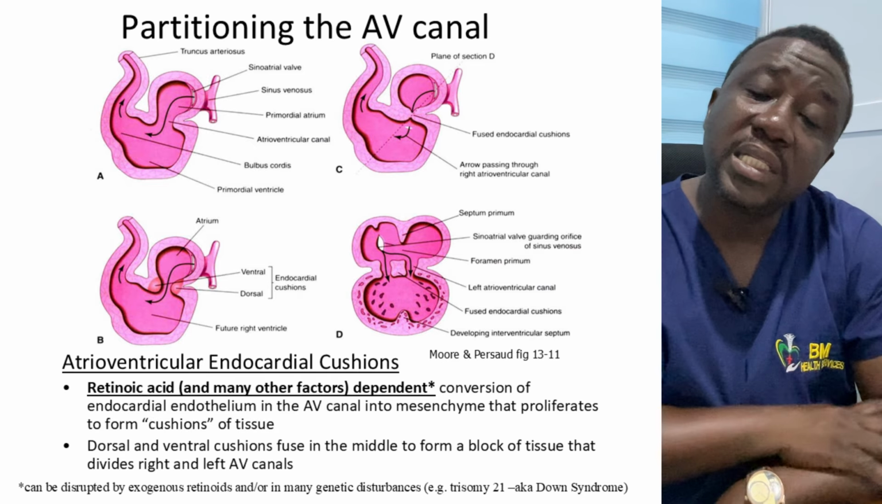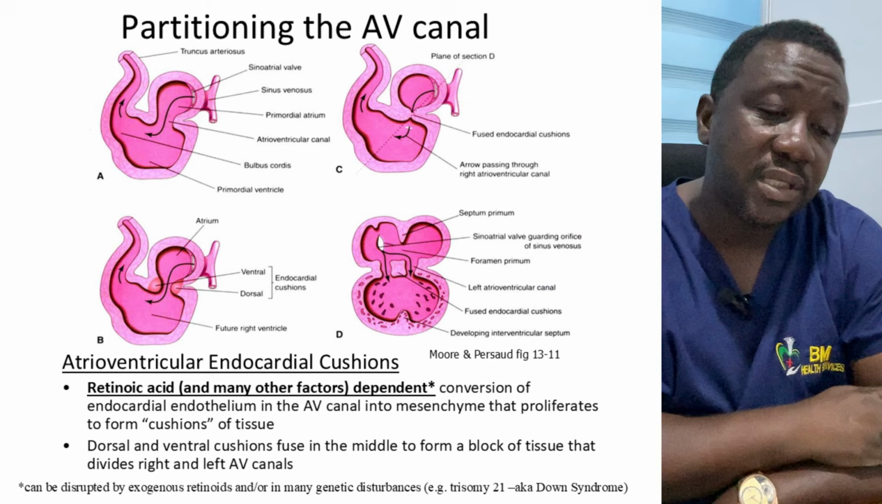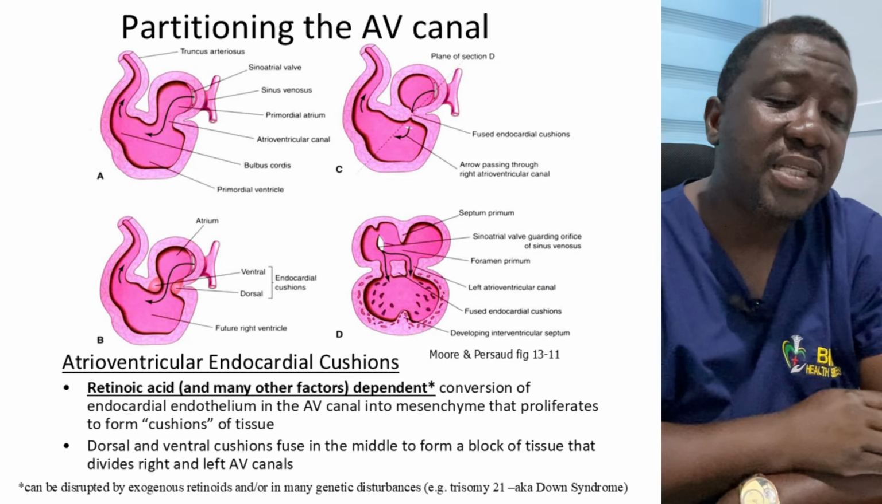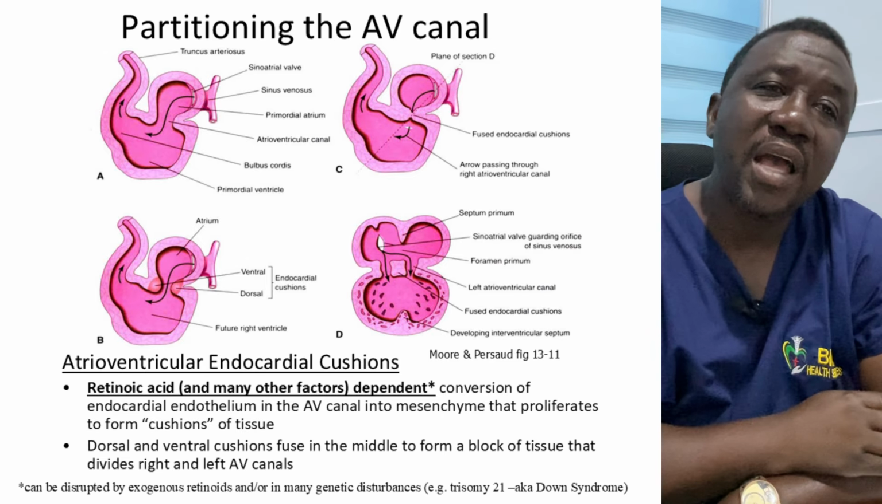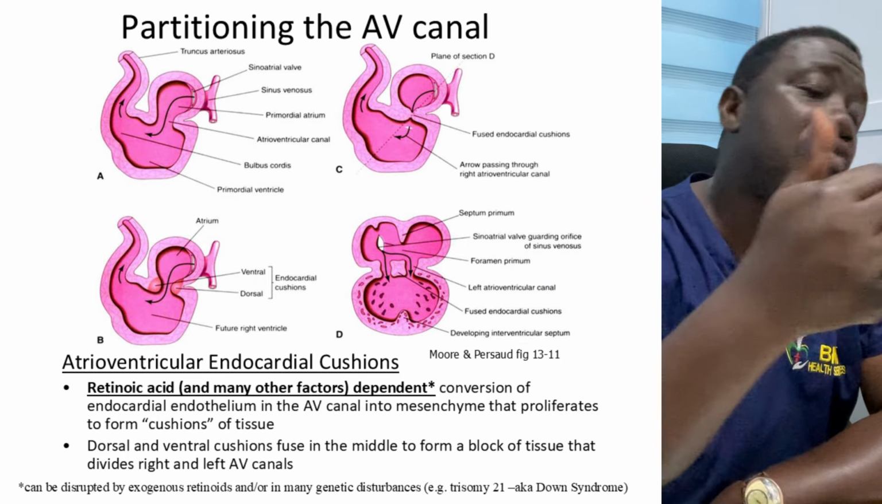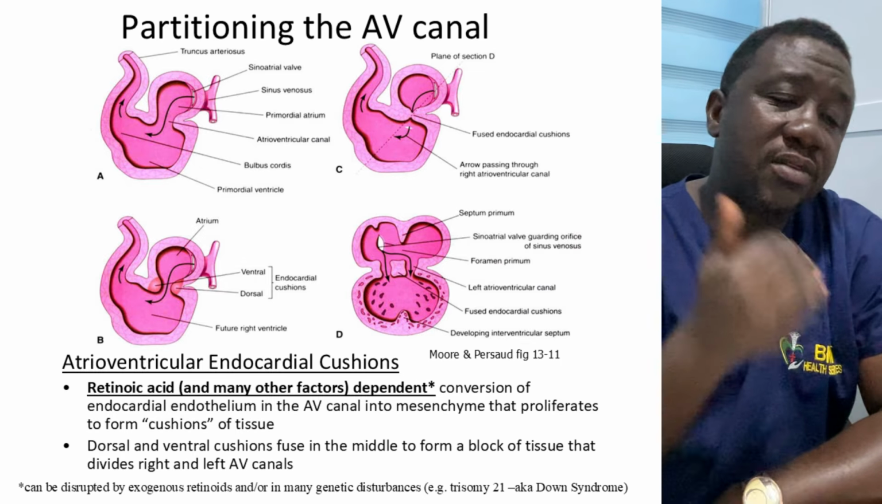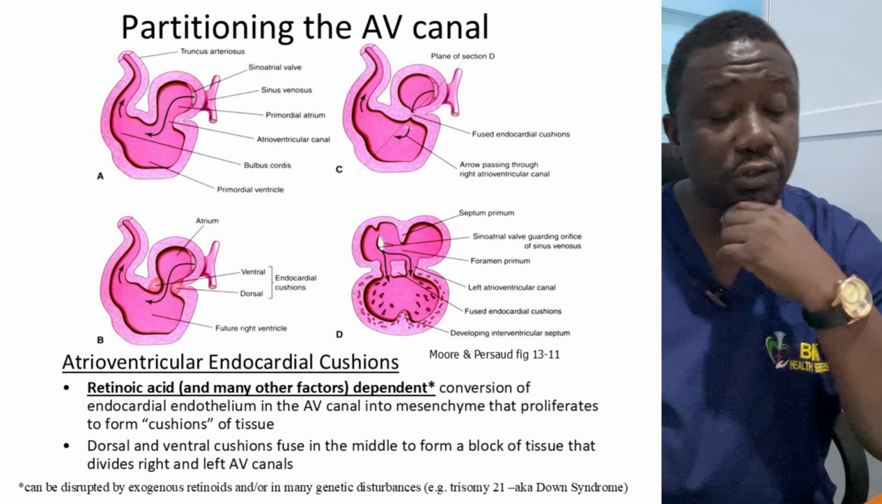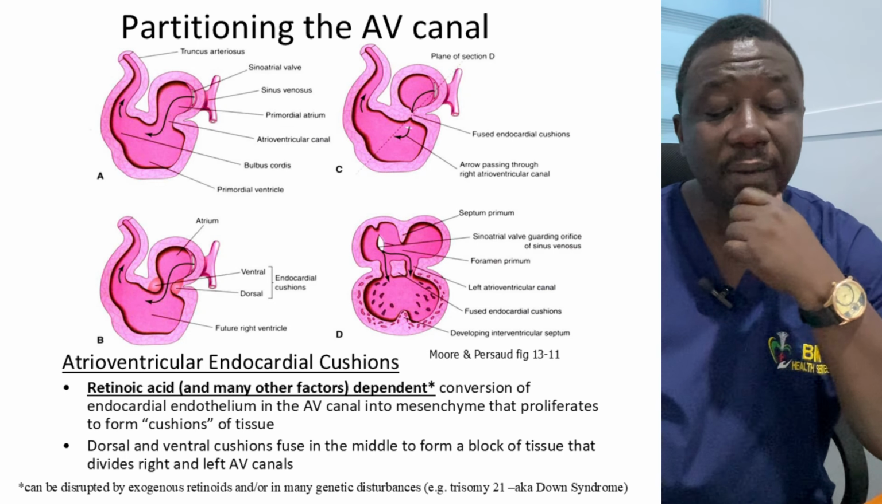Now, there's another problem related to it. The partitioning of the AV valves. AV means between the atrium and the ventricle, there's a communication, so the blood from the atrium can move to the ventricle. Okay, so we call them AV canals. There is a problem. If it fails to fuse, what will happen?